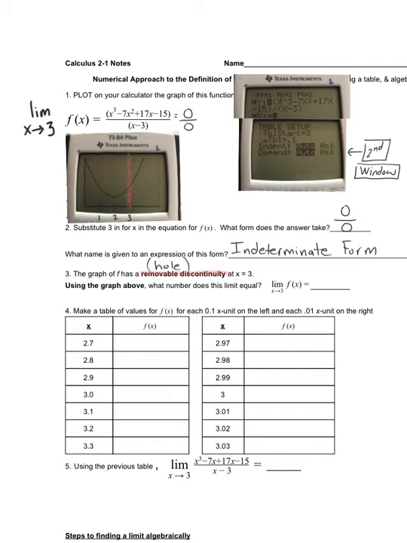Now I can trace my graph coming towards that vertical line from the left. If I trace the graph, it's coming in at a y value of 2. And if I trace my graph towards this vertical line from the right, I'm coming in at 2. So my left limit is 2, my right limit is 2, so my limit as x approaches 3 is 2.